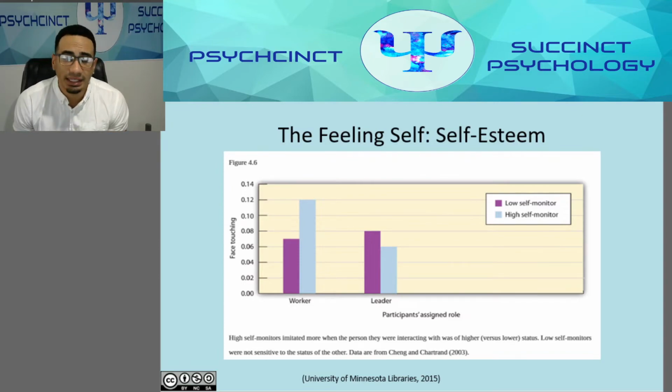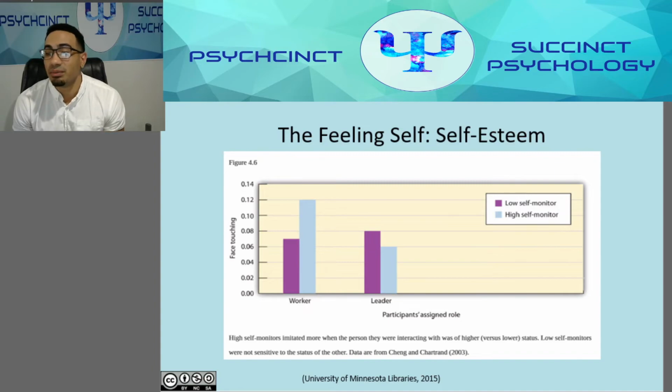While they were interacting, the confederate subtly touched her own face several times, and the researcher measured the extent to which the student participant mimicked the confederate by also touching his or her own face. The situational variable was the status of the confederate. Before the meeting began, through random assignment, the students were told that they would either be leading the next task or be the worker in the next task, or vice versa. The person variable was self-monitoring, and each participant was classified as either high or low in self-monitoring, depending on their responses to the self-monitoring scale.